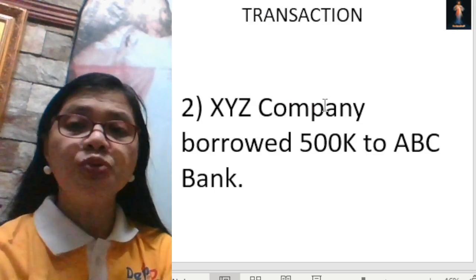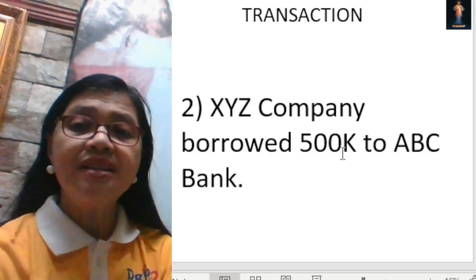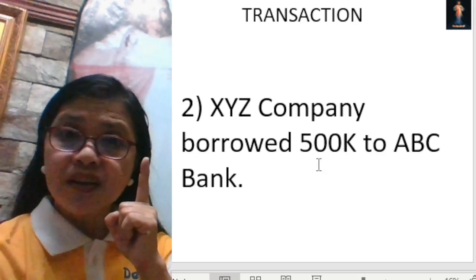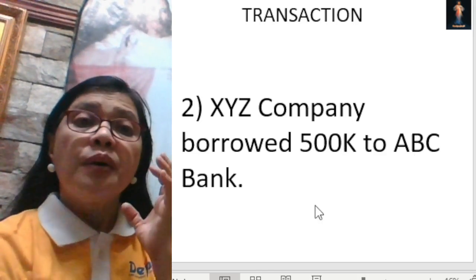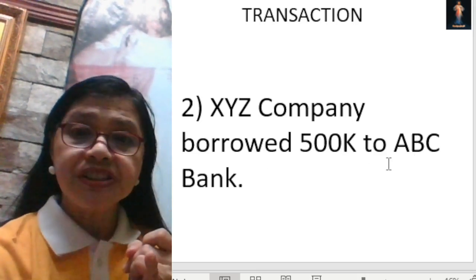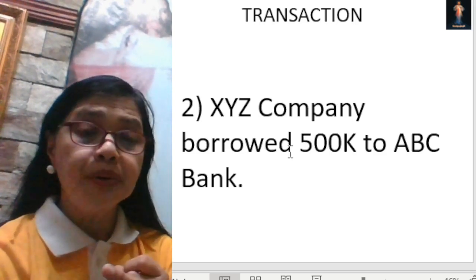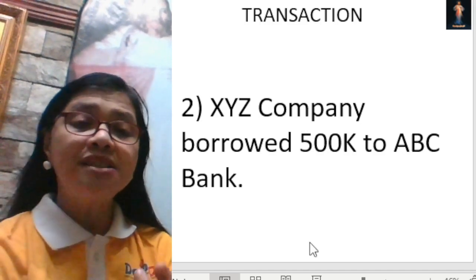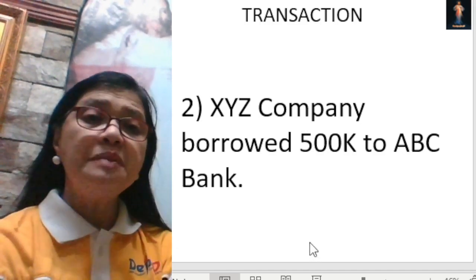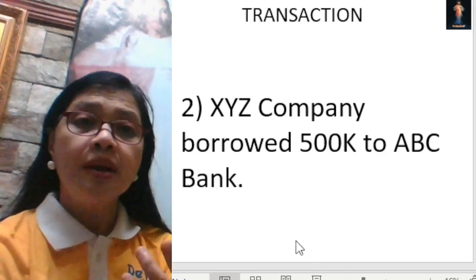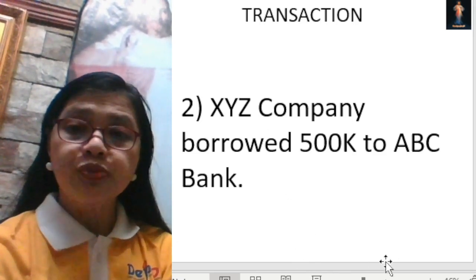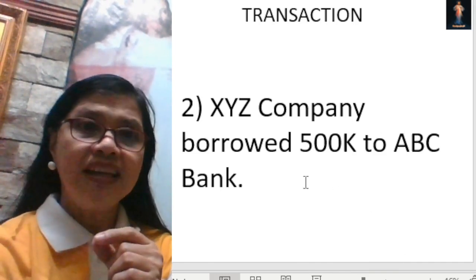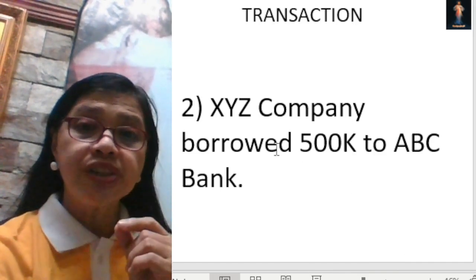Transaction number 2. XYZ Company borrowed 500,000 from ABC Bank. Again, what is the first consideration? What are the accounts involved? Cash and what else? When you say you borrowed, that means you have a payable to the bank. You borrowed money, that means you have a liability. A liability in the form of a notes payable. Why notes payable? Because when you borrow from a bank, you normally sign a promissory note. So in this case, what are the accounts involved?